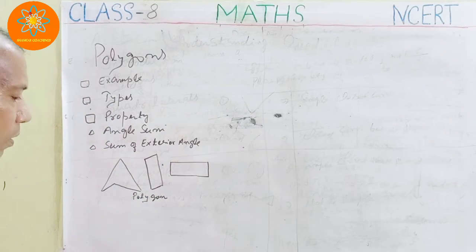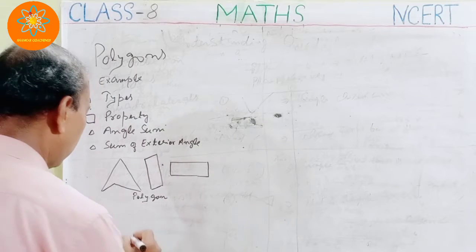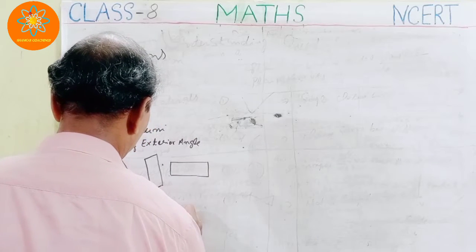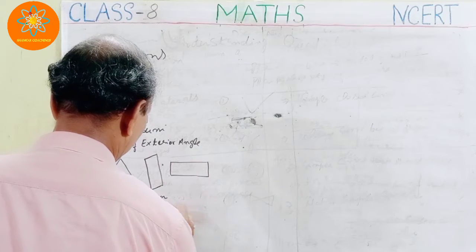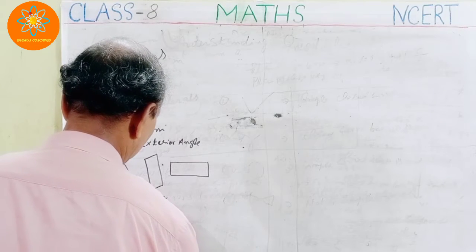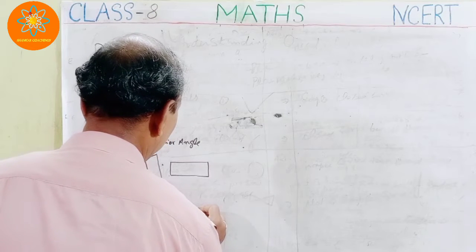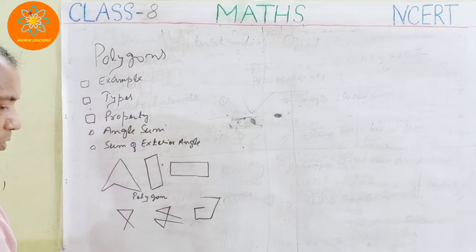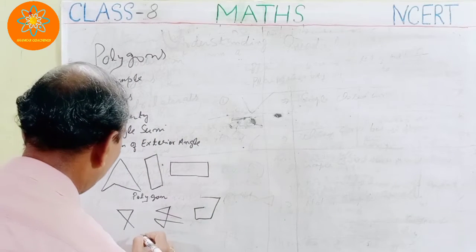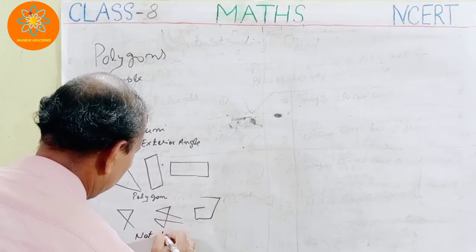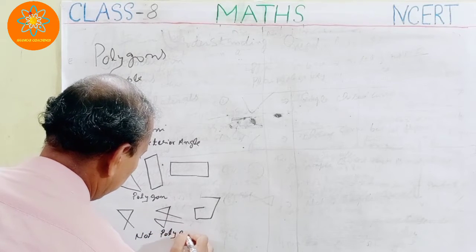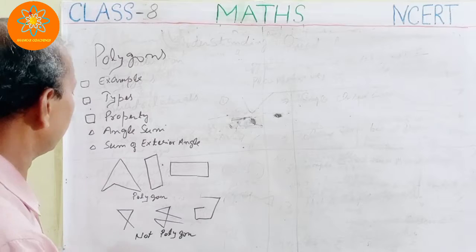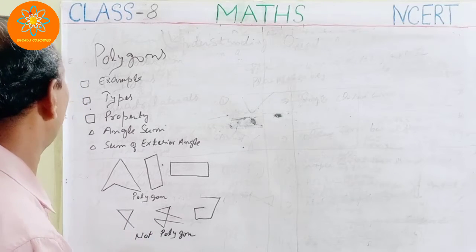Now these are not polygons, like this, or it is like this. This is also not a polygon. Similarly like this, and like this. This is not a polygon. If you see carefully, this is not made up of line segments. So this is a polygon, this is not a polygon.